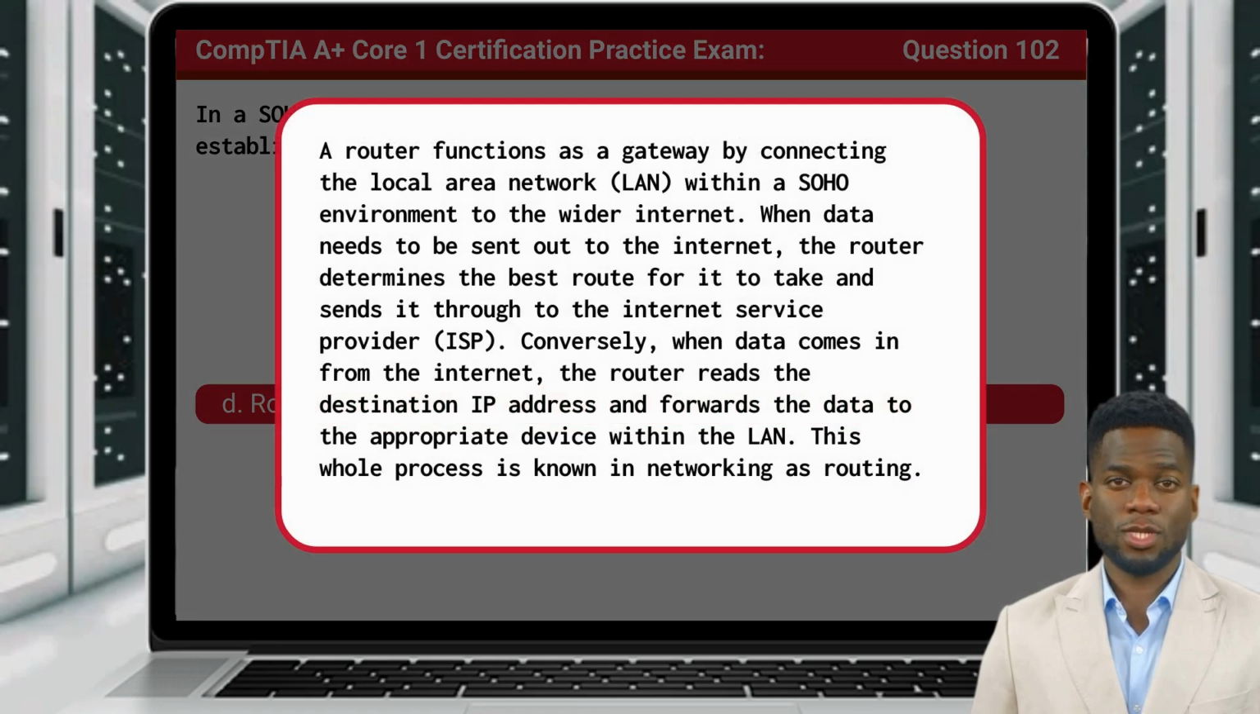A router functions as a gateway by connecting the local area network within a SOHO environment to the wider internet. When data needs to be sent out to the internet, the router determines the best route for it to take and sends it through to the internet service provider. Conversely, when data comes in from the internet, the router reads the destination IP address and forwards the data to the appropriate device within the LAN. This whole process is known in networking as routing.